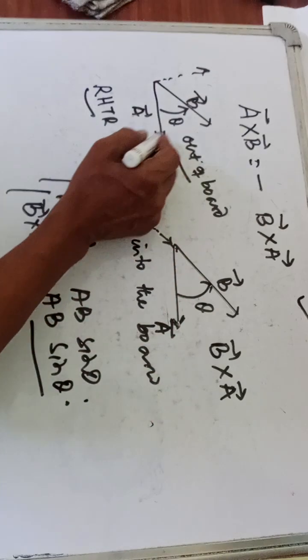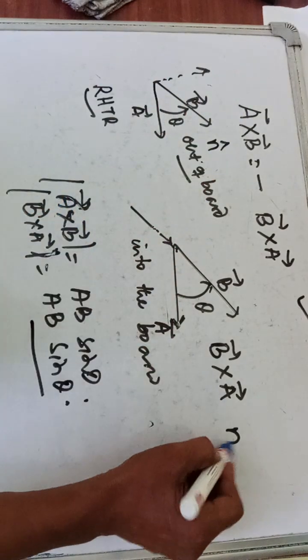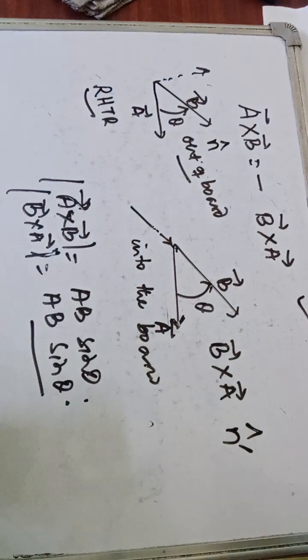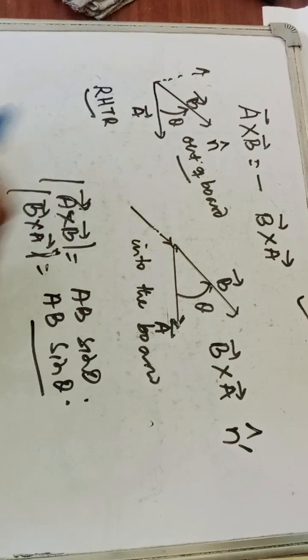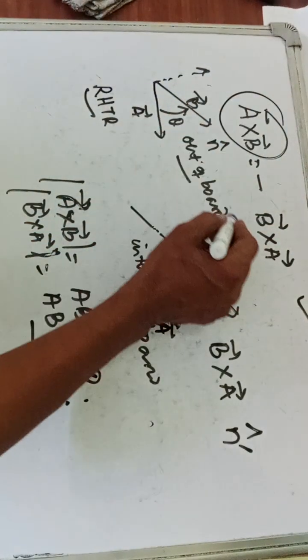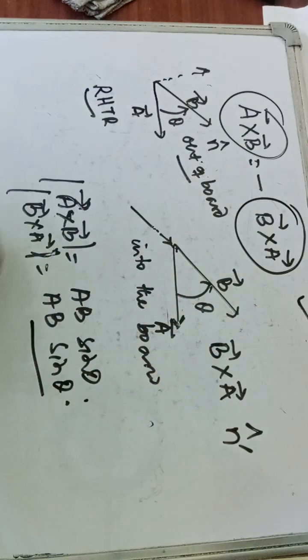Whereas this N is away, and this, suppose N dash, is into the board. They are in opposite directions to each other. Hence, A cross B is not equal to B cross A, it is equal to negative of B cross A.